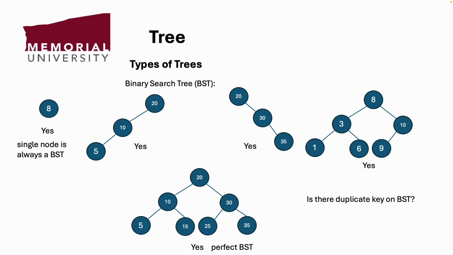I have one question here though. Is there a duplicate key in a binary search tree? To think about that, is there any duplicate key in the binary search tree? The answer is no, because by the property of a binary search tree, keys are either less or greater. So there's no case for equal. That's why there are no duplicates in a binary search tree.